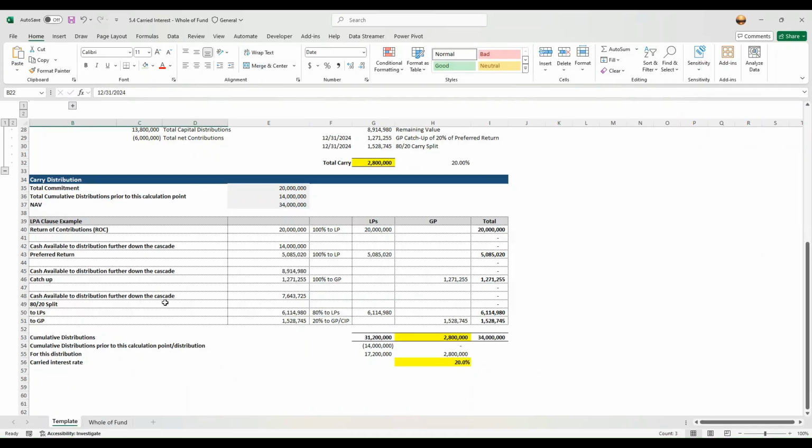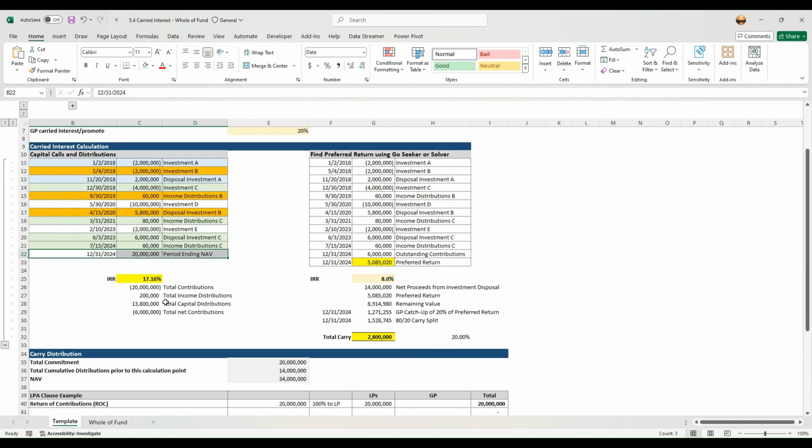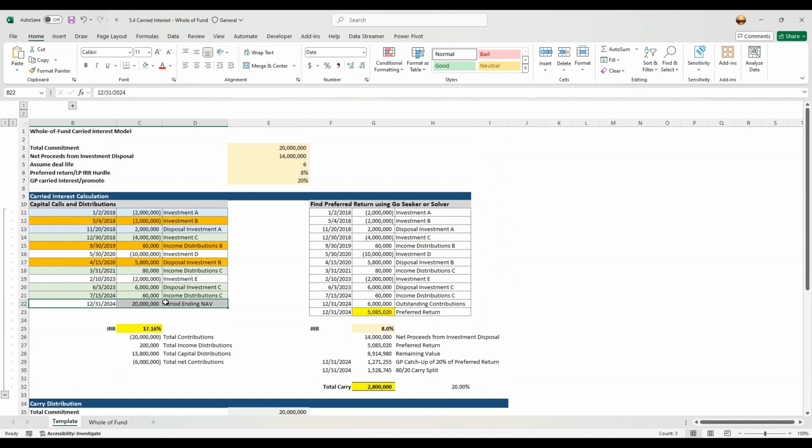Is it clear? I hope this model helped you understand the whole of fund carried interest model. One thing I want to emphasize is this $14 million here is net proceeds. Because when we walk through our deal by deal model, we use the 100 as invested capital and the 200 as gross proceeds. So in this example, our gross proceeds would be $34 million.